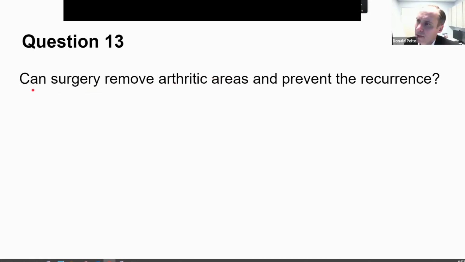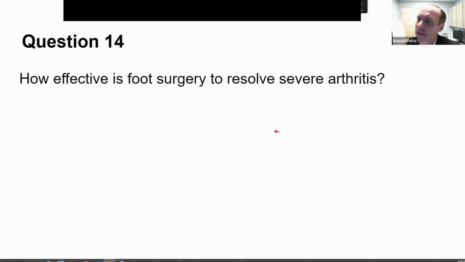So Dr. Savick covered this. Can surgery remove arthritic areas? Yes, it can, by fusing it or just removing the spur on top. And prevent recurrence, you can't really prevent, but you can prevent the abnormal motion that causes it.